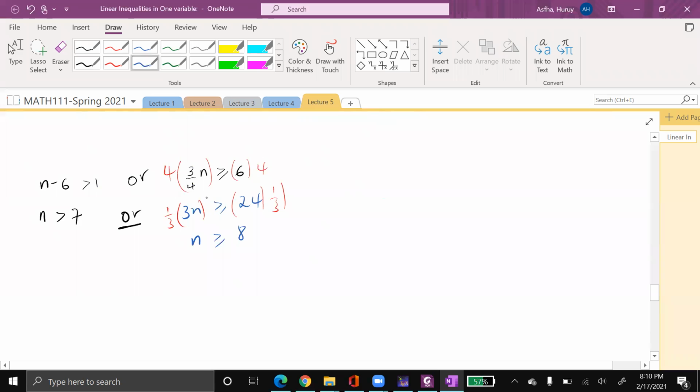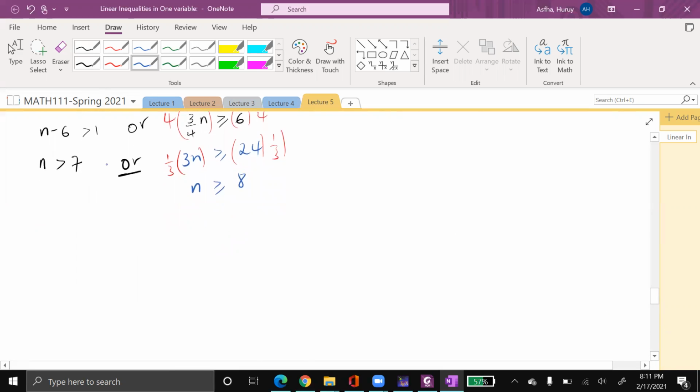And notice we don't change this one. Still, we have the same inequality because we are multiplying both sides by a positive number in both steps. Therefore, we have the solution for the two separate, or individual, inequalities. And now I need to draw the number line. I have 0, 1, 2, 3, 4, 8. We have 8 here. We have 7 here.